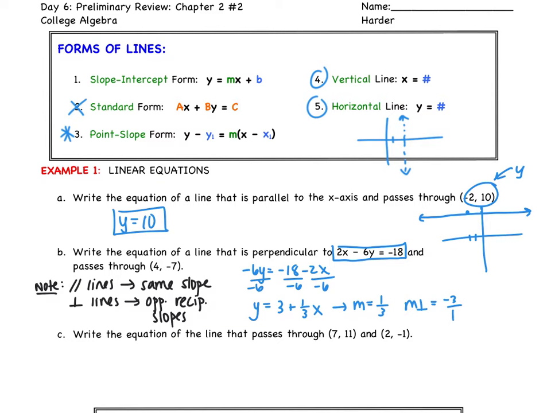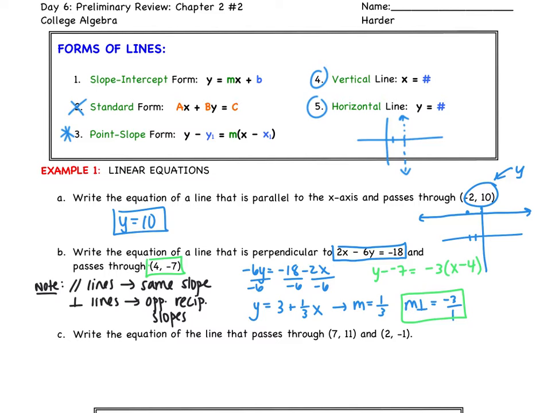So now we are ready. We are writing the equation of the line with a slope of -3 that passes through (4, -7). As much as we like slope-intercept form, y equals mx plus b, we can't use that here because we don't have the y-intercept. So instead, we're going to use point-slope form because we have a point. So we get y minus -7 equals -3 times (x minus 4).